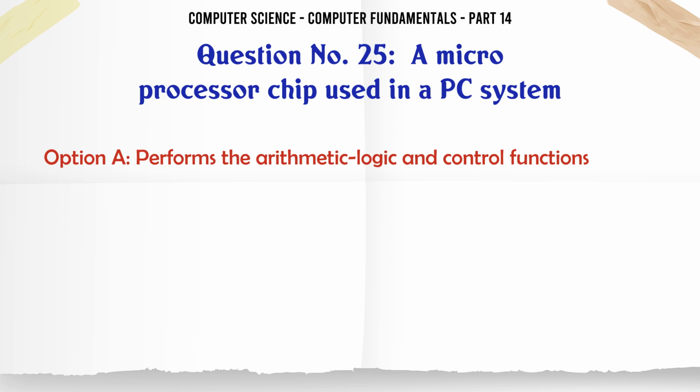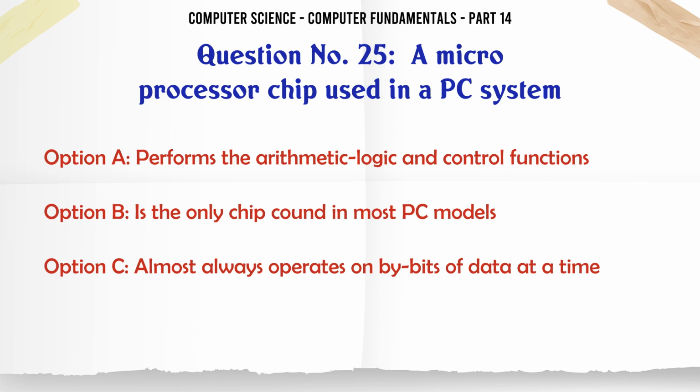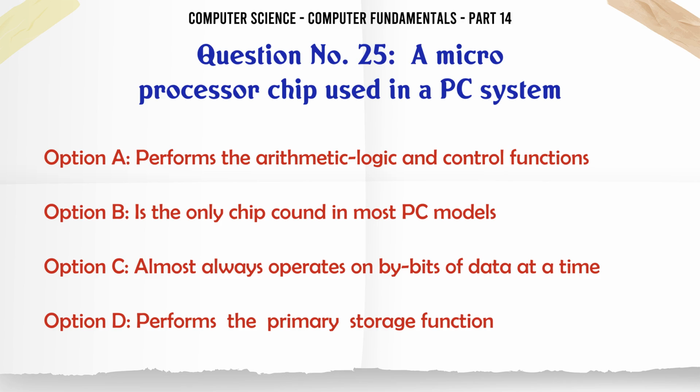A microprocessor chip used in a PC system A. performs the arithmetic, logic and control functions, B. is the only chip found in most PC models, C. almost always operates on 8 bits of data at a time.